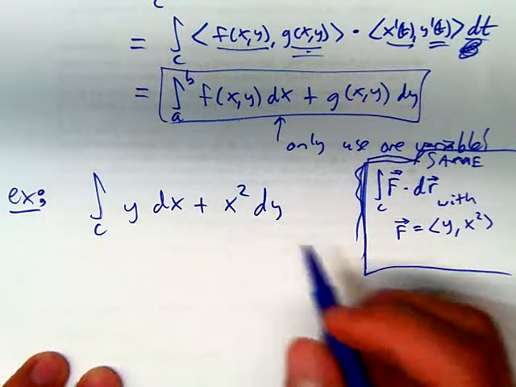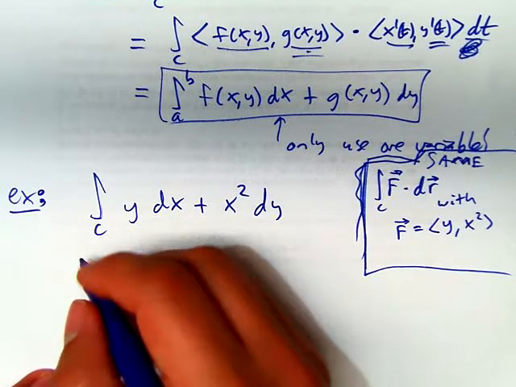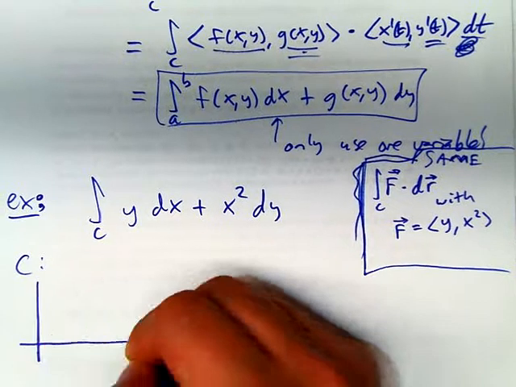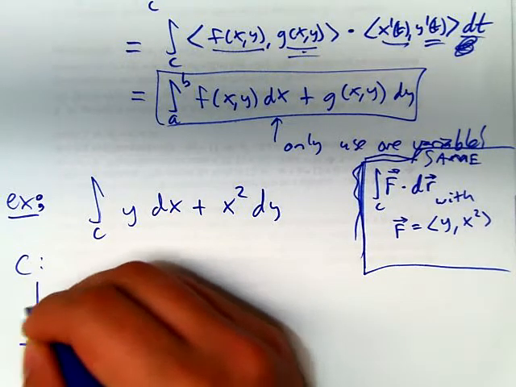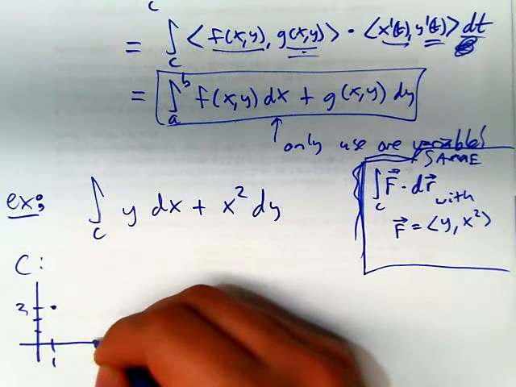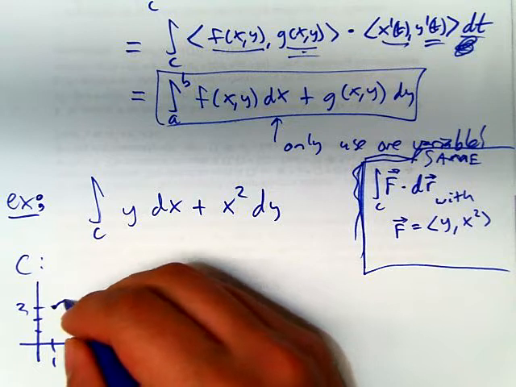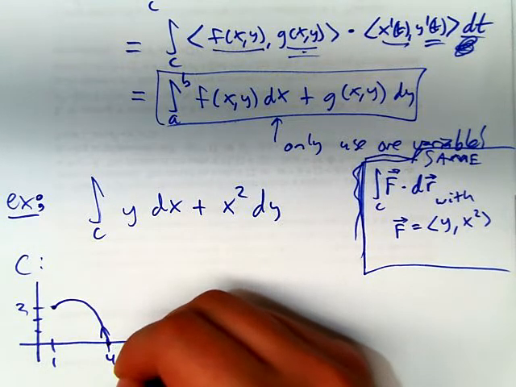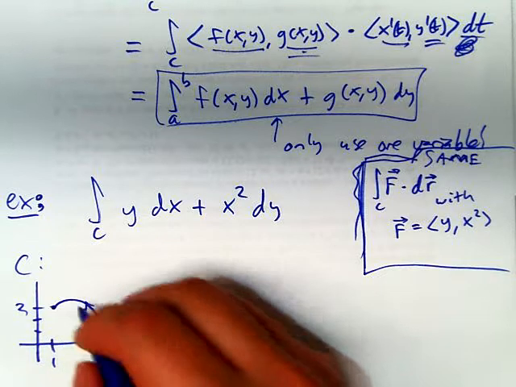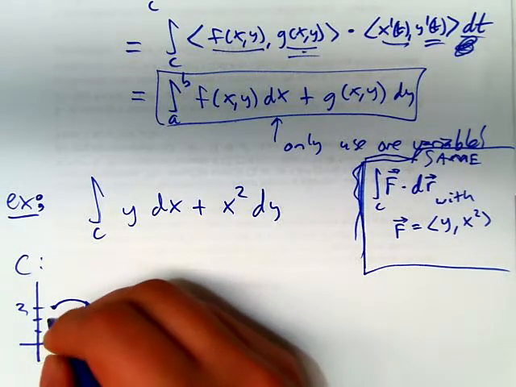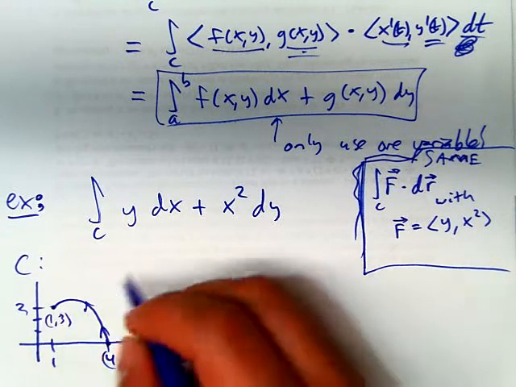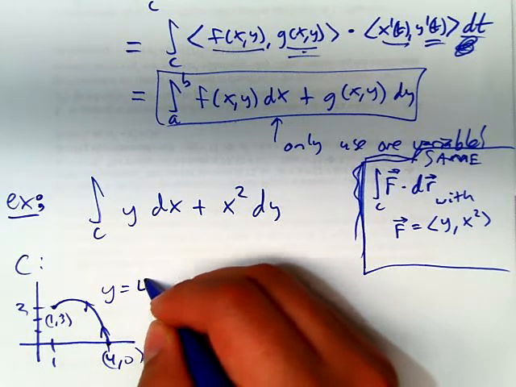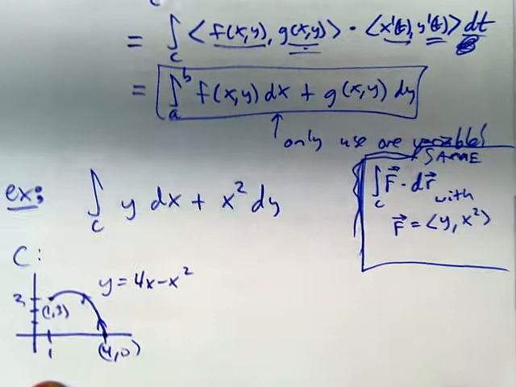Alright, so now to actually do this, we need a path. So let's say C is the path here from 1, 3 to 4, 0. But actually we're going from 4, 0 to 1, 3. So from 4, 0 to 1, 3. And let's say that the equation for that parabola is 4x minus x squared.